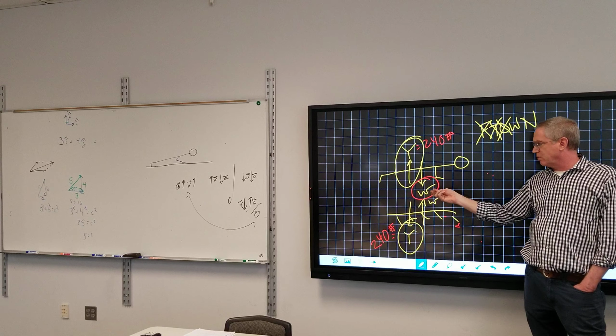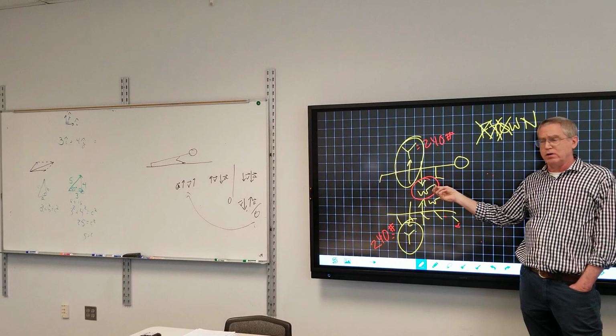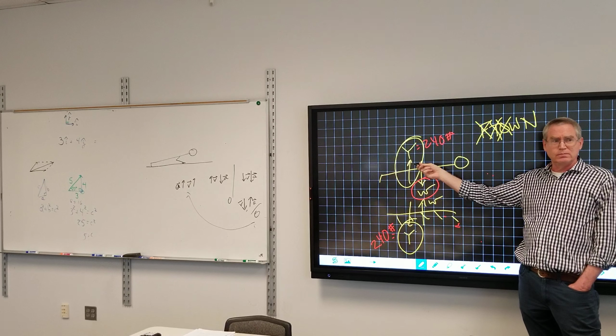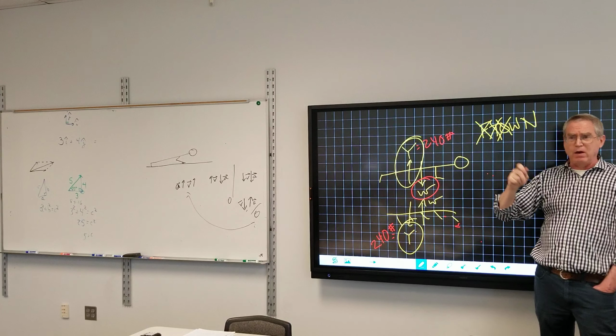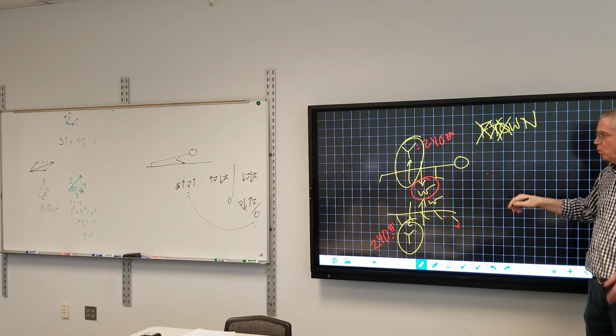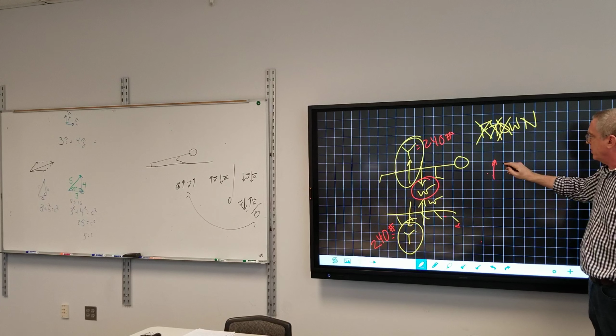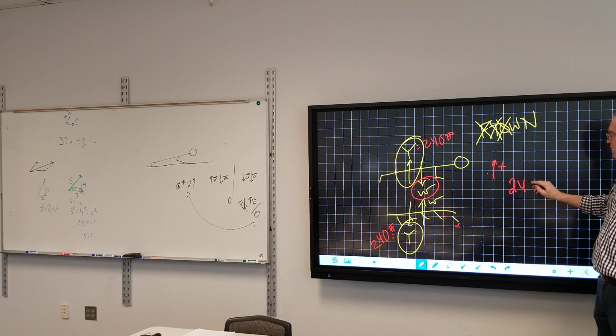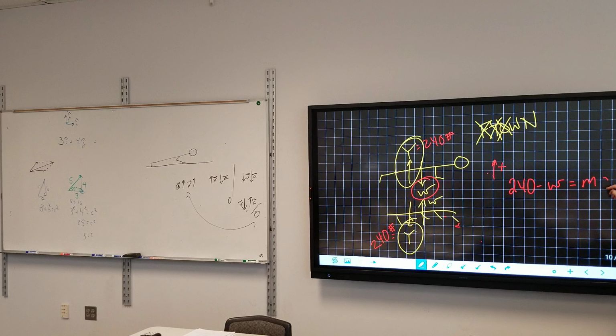So this is the gravitational force that the earth exerts on her. This is the force that the ground exerts on her. So now I have two forces acting on her. I'm just going to say up is positive, because why not? So my forces: I have 240 minus the weight is equal to her mass times acceleration.